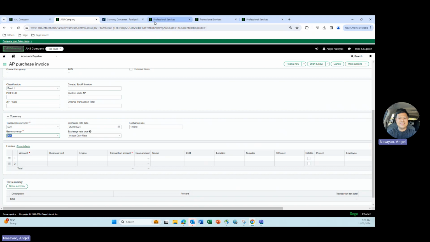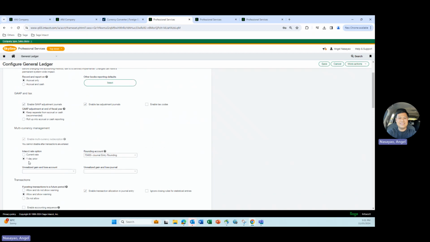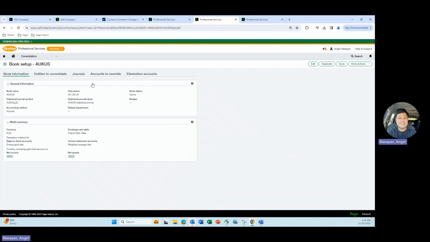And the same applies as well for consolidation. Since by standard we're using the Intacct daily rate, which is coming again from Oanda, it's a similar setup in here, we have 1 day prior. Looking at this consolidation book, this is for Australian dollar, and we don't have any option at the moment in the exchange rate table based on Intacct daily rate, which is coming from Oanda. So similar as well to this one.